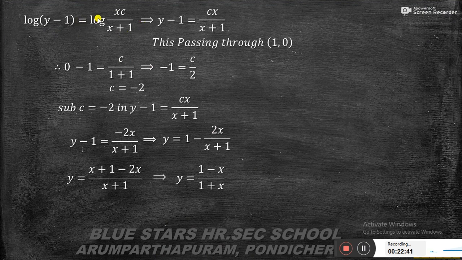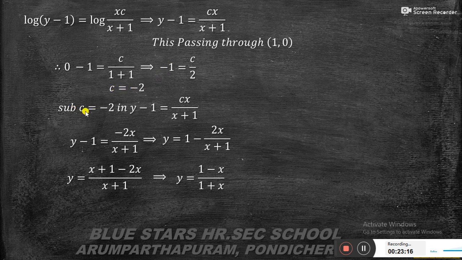Therefore, on both sides the log cancels, so y minus 1 equals cx by x plus 1. It passes through the point 1 comma 0, that means x equals 1, y equals 0. I substitute: y equals 0 means 0 minus 1 equals c into 1 by 1 plus 1. So in the next step, minus 1 equals c by 2. Doing the cross multiplication, that means 2 into minus 1 is minus 2. So c equals minus 2.